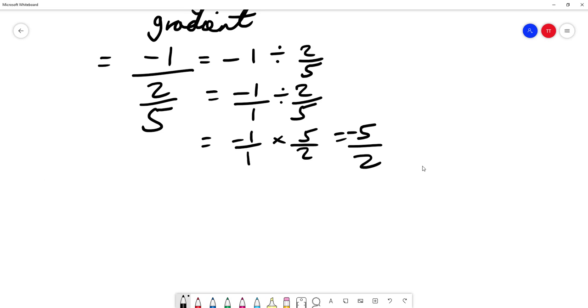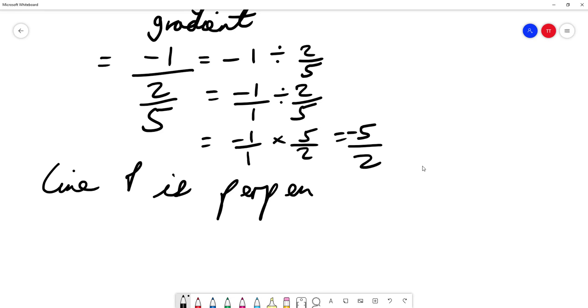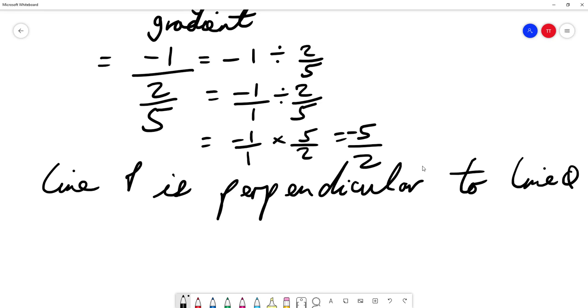So we can now state line P is perpendicular to line Q. And that's it, we're done.